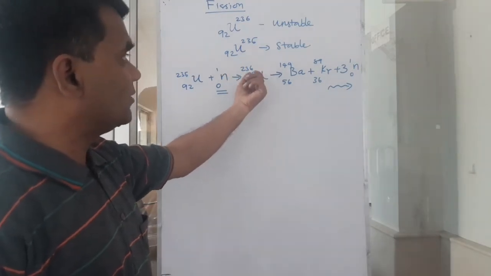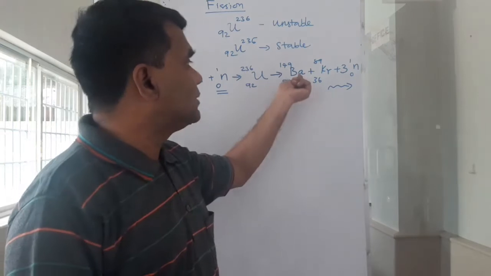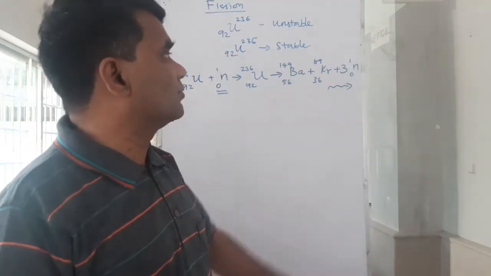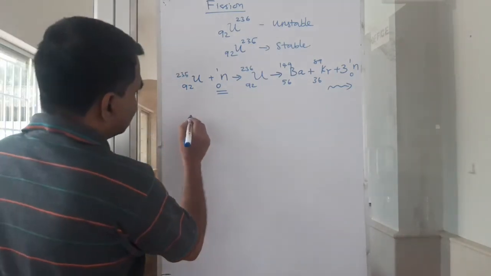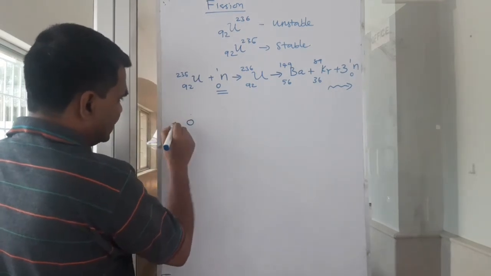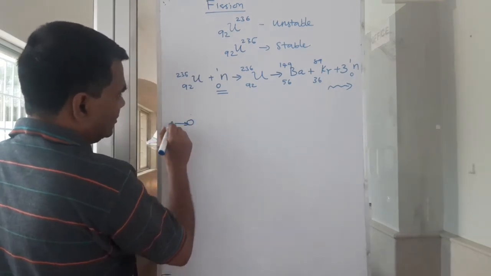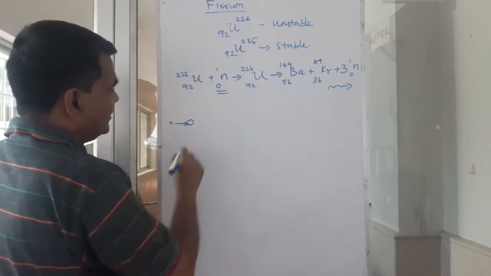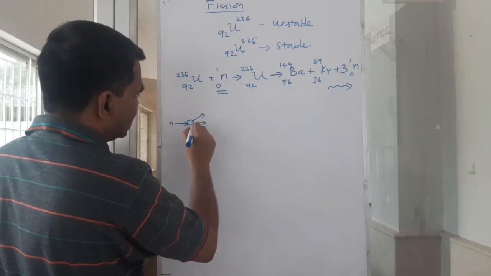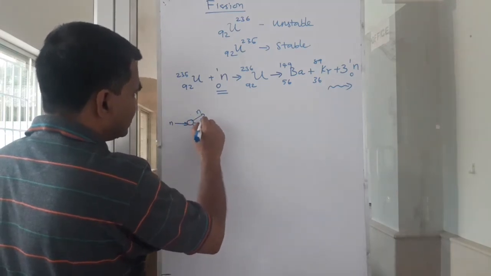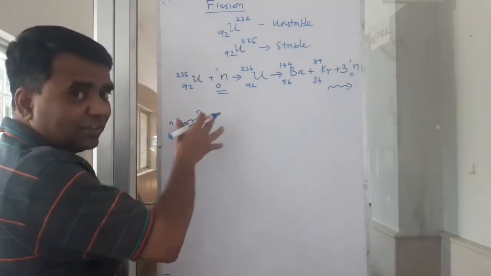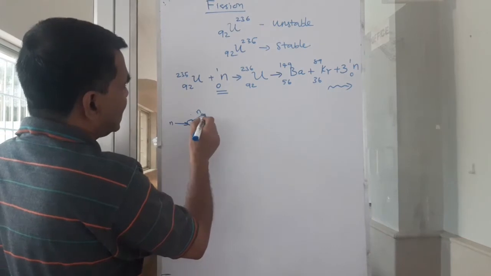Then this is unstable. Because it is unstable, it becomes barium and krypton and 3 other neutrons. There are 3 neutrons coming out. So you have 1 neutron hitting a nucleus. Then you have barium and krypton, and 3 neutrons coming out. So, neutron, neutron, neutron coming out of this. Okay, so barium with energy. Energy is also released.